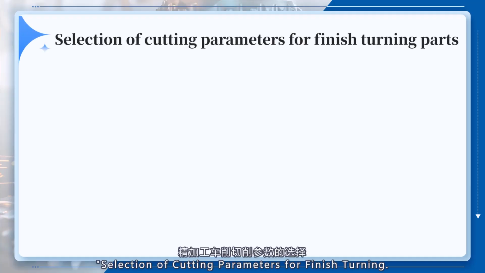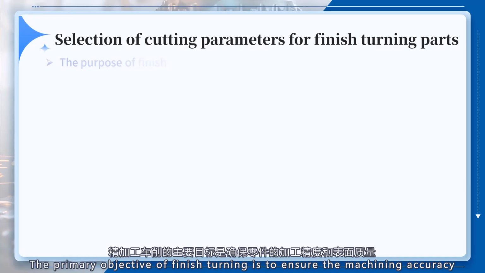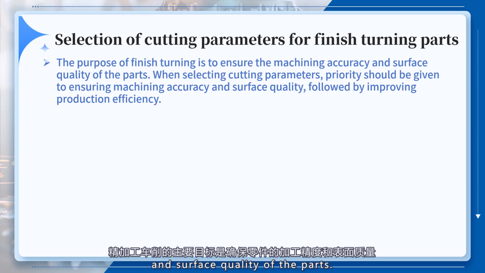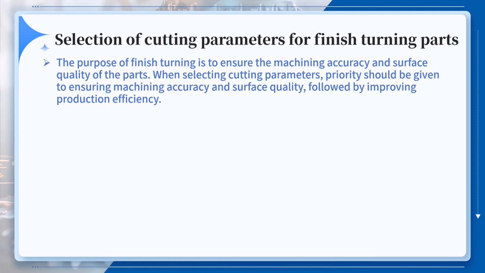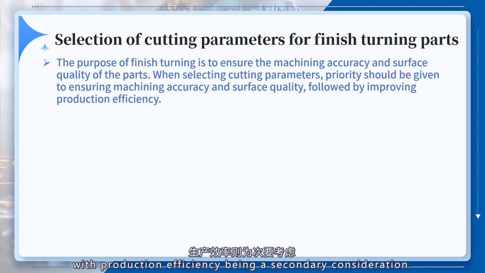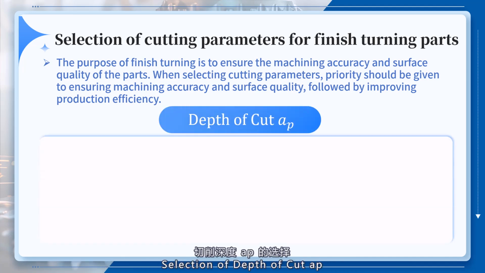Selection of cutting parameters for finish turning. The primary objective of finish turning is to ensure the machining accuracy and surface quality of the parts. When selecting cutting parameters, priority should be given to ensuring machining accuracy and surface quality, with production efficiency being a secondary consideration. Selection of depth of cut ap.